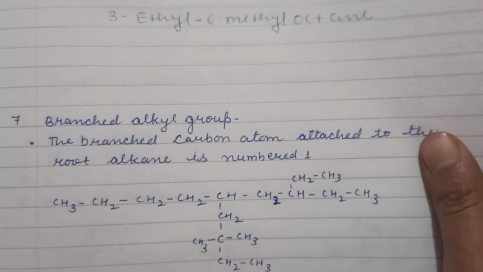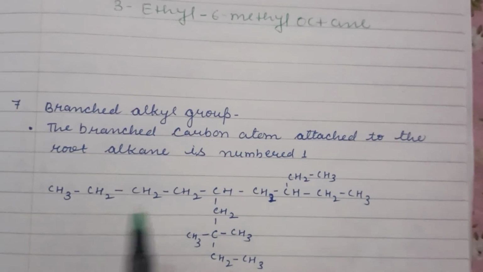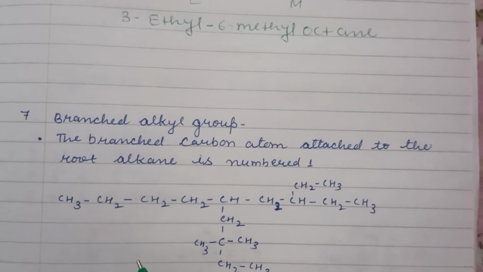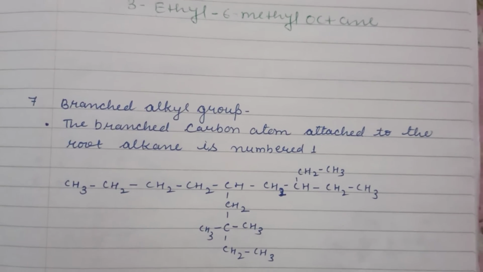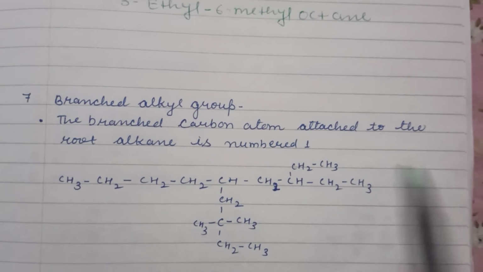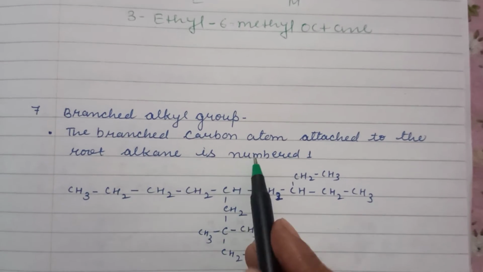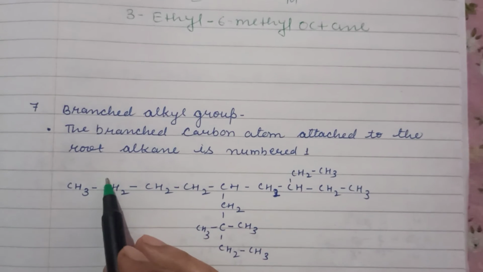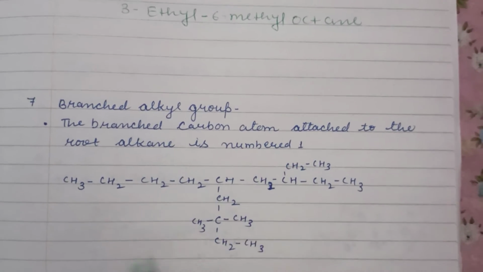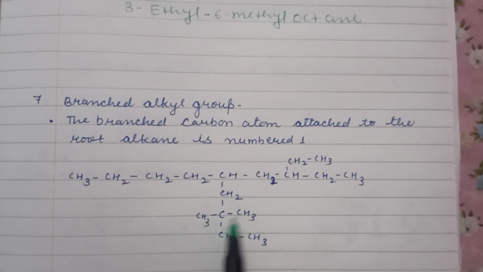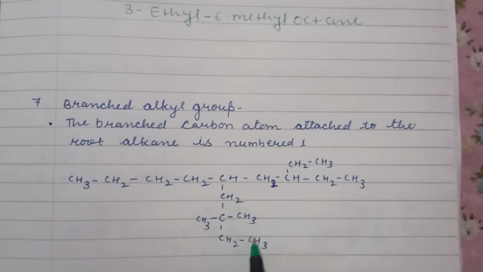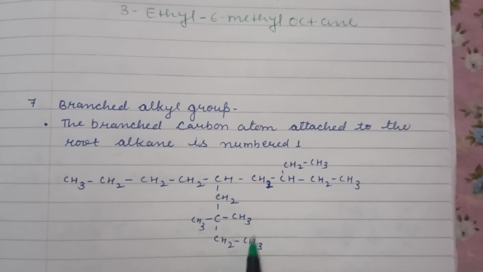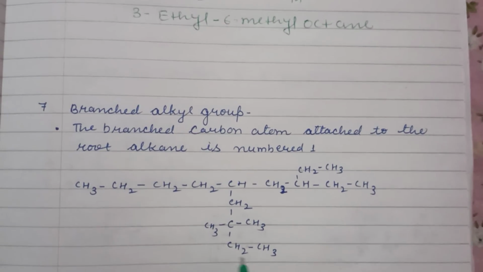Rule number 7. Branched alkyl group. If complex branched alkyl group present, then how you have to number? The branched carbon atom attached to the root alkane is numbered 1. Let us start numbering. You will understand by taking one example, otherwise you won't be able to understand. So let us see this compound.